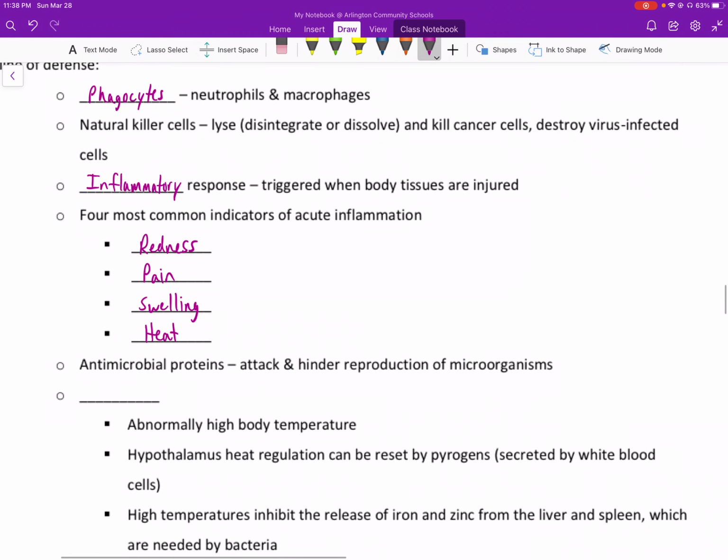So then we have antimicrobial proteins. They attack and hinder reproduction of microorganisms. We also have antimicrobial ointment, what we call Neosporin, that we put on cuts as well. This also helps attack and hinder reproduction of microorganisms to help us protect our body as a second layer.